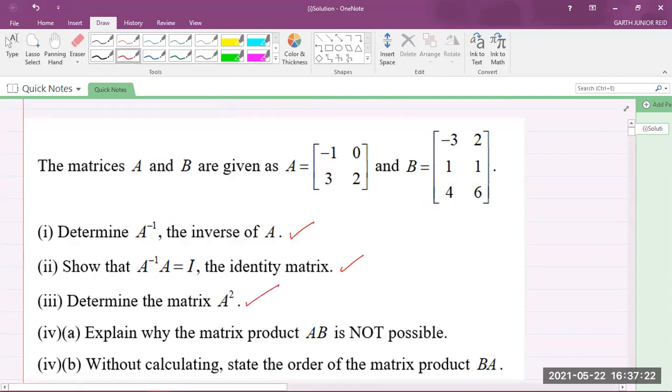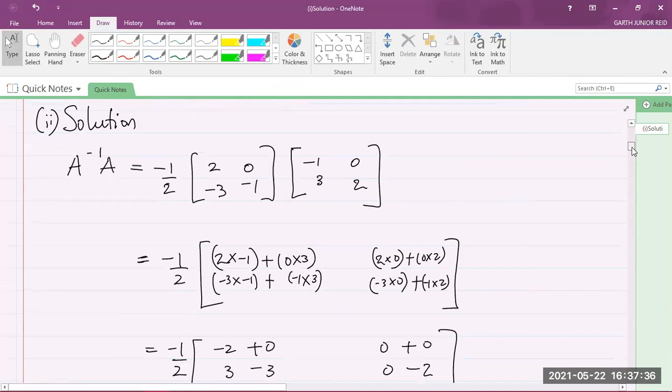Now we're moving on to part 4A, which says that we are to explain why the matrix product AB is not possible. All right, why it is not possible. So let me do that here.